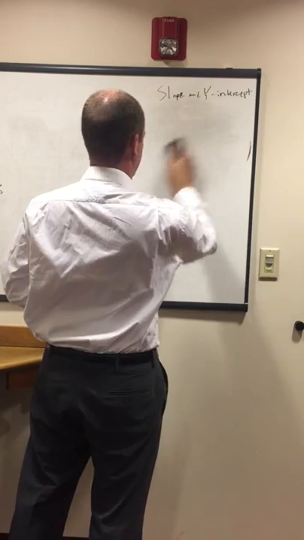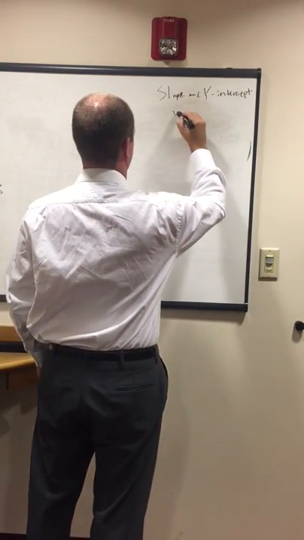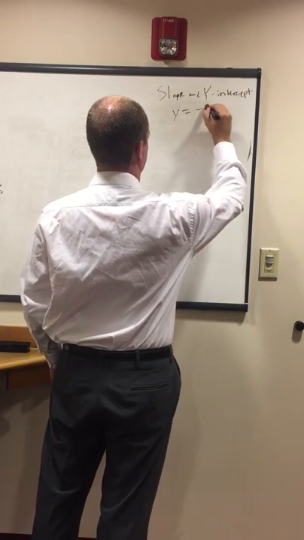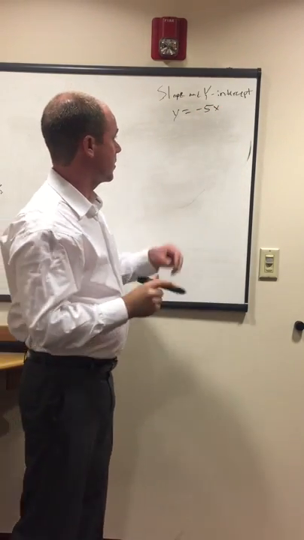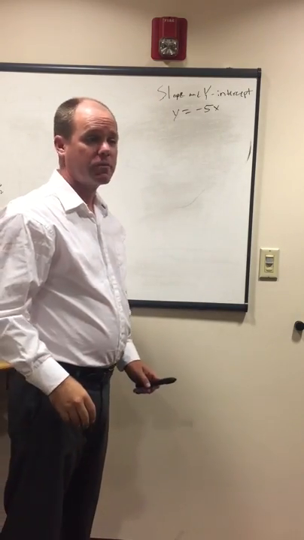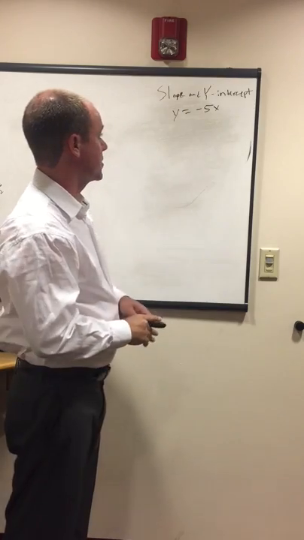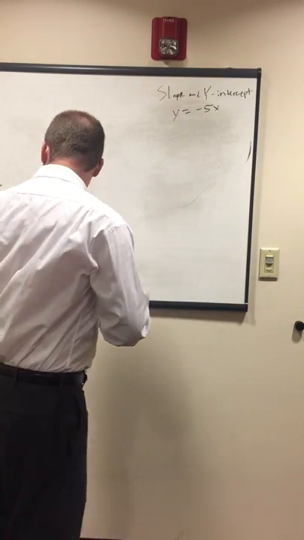Let's do one more. All right, what if it says this? y equals negative 5x. Okay, here's a question, and then it says, what is our slope? Our slope is right here, negative 5. What is the y-intercept? Y-intercept is 0, because there is no plus anything or minus anything. So that's how we do that one.